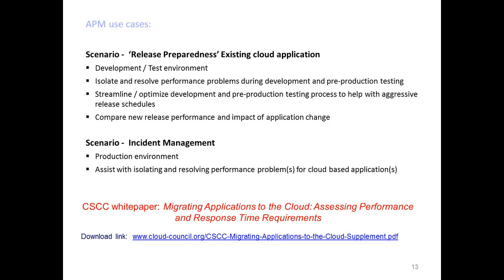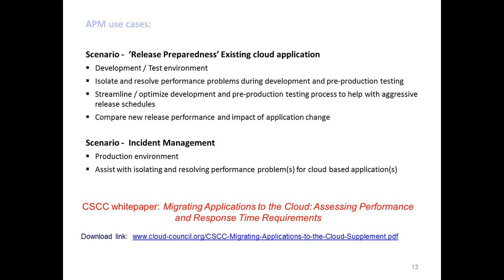Another scenario for APM would be in release preparedness. So I have an existing cloud application, but obviously I'm going to continue throughout the life cycle of that application to make changes to it, to add new capabilities. So APM has a very strong use case for comparing changes and comparing new capabilities to how it's performing previously, and then helping you to isolate and resolve any performance problems during development and pre-production testing, and before you deploy those changes into production.